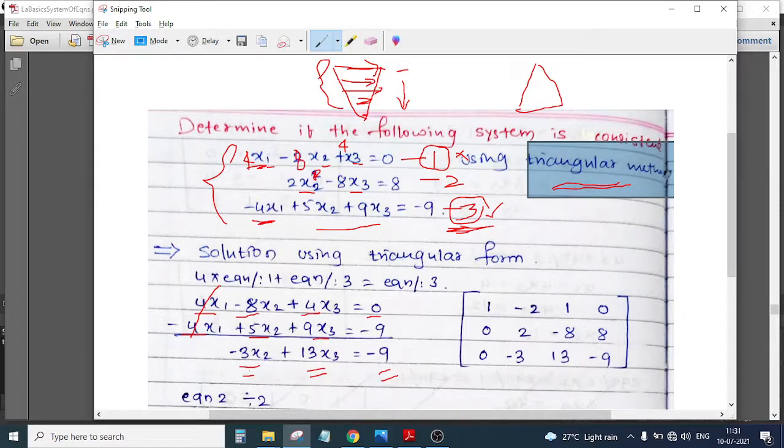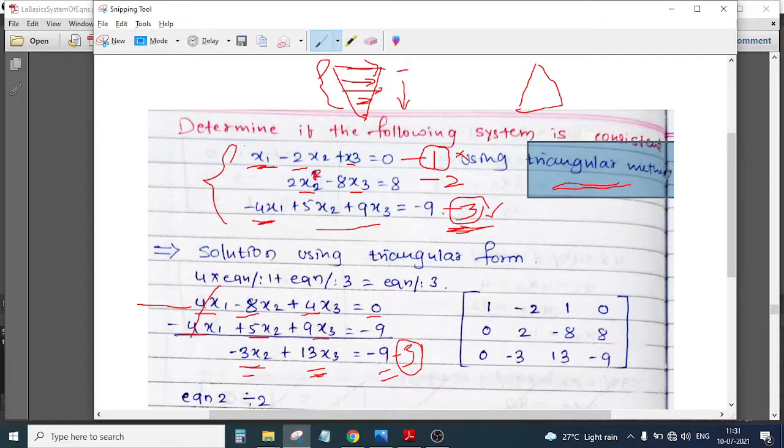So the remaining terms are what now? x2 and x3. So this is our new equation number 3. Remember, equation 1 remains unchanged. Whatever we have here, the same equation we will be using, which is nothing but x1 minus 2x2 plus x3. Using this, we will write our augmented matrix now.